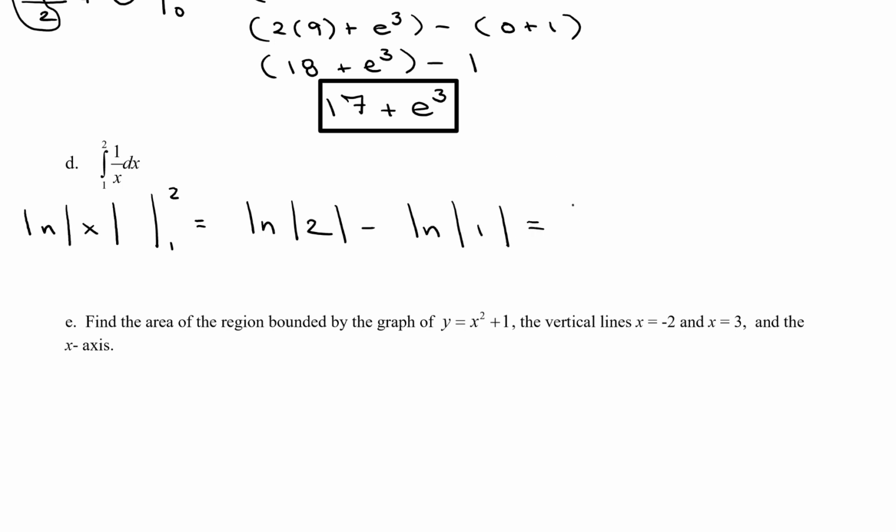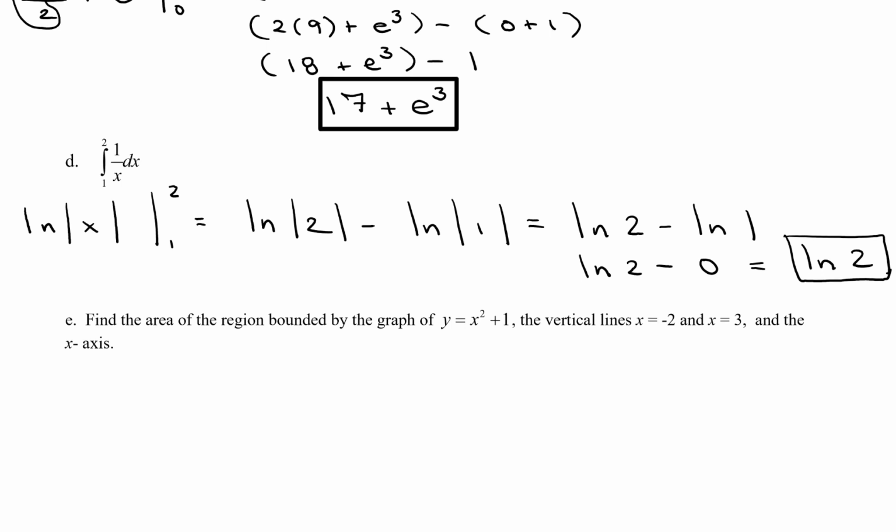So let's go ahead and simplify this. This is equal to natural log of 2 minus the natural log of 1. But the natural log of 1 is just 0, so we're going to write the natural log of 2 minus 0, which is just equal to the natural log of 2. And we're going to box that in as our final answer.